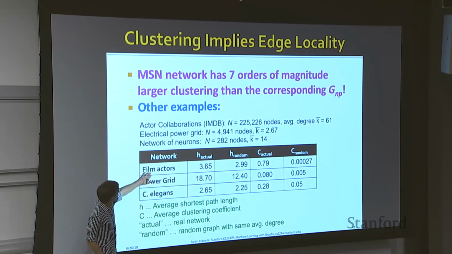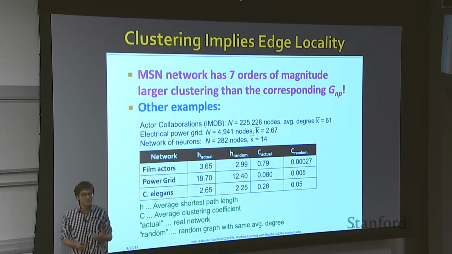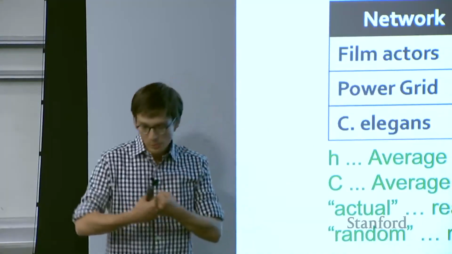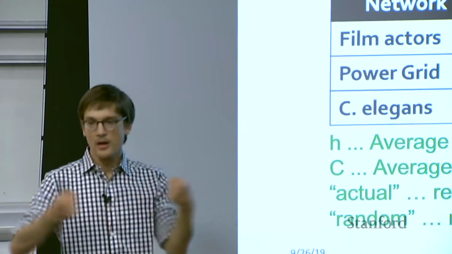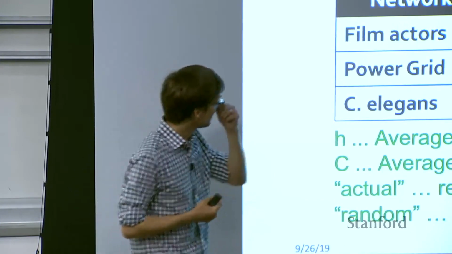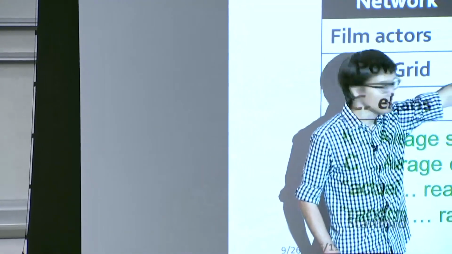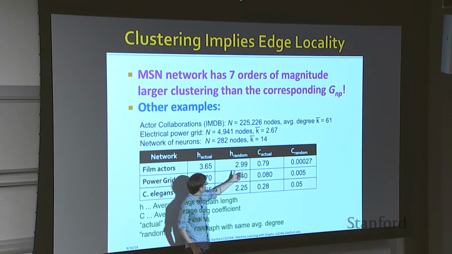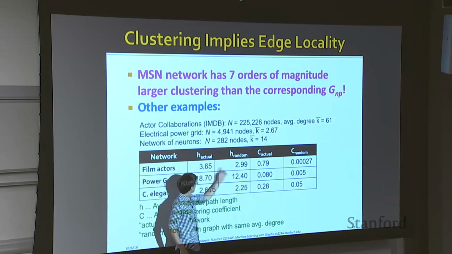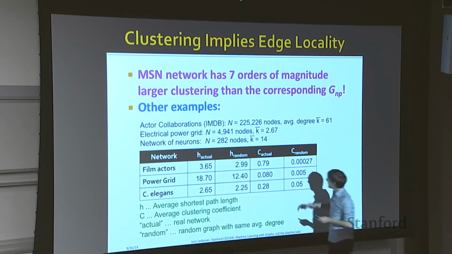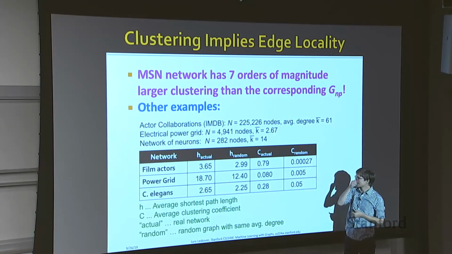Okay? And one is a network created from IMDb, so Internet Movie Database, where every actor is a node, and 2 actors are connected if they co-appeared in a movie. So it's an actor collaboration network. If you ask what's the shortest path, their average is 3.6. You ask what it would be in a random graph, it would be 3, very close, but a bit less. What's the clustering coefficient? 0.8. What would it be in the random graph? 3 orders of magnitude less.